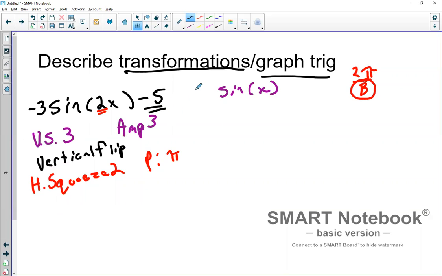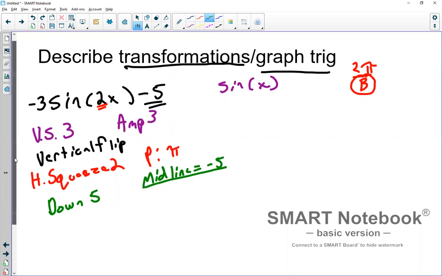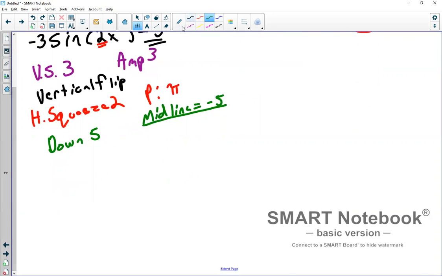And then this one's just a vertical shift of down 5. That's the same thing as saying it here. If you really needed to, we never talked about it, but you could say the midline, or the middle of the wave, is at -5. That is not very necessary. Down 5 is just much more intuitive. Okay. So that's describing the transformations.